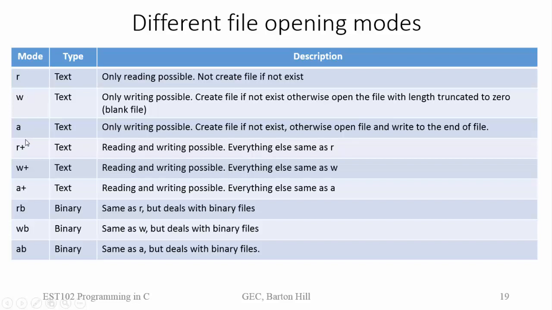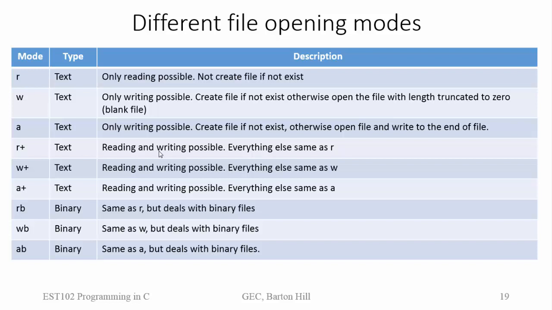Now we have another three modes, that is R plus, W plus, A plus. They all work on text files, and if we add a plus sign, that means reading and writing is possible, and the other concepts are the same as R, W and A. In case of R plus, if the file does not exist, then it won't create a new file. If we open a file using R plus mode, then it will be pointing to the first location of the file, or we can say it will be in a buffer pointing to the first character in the file.